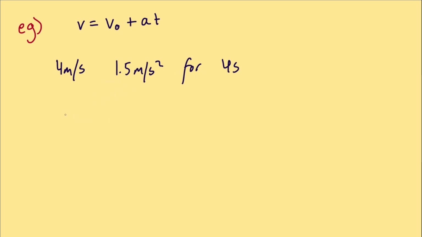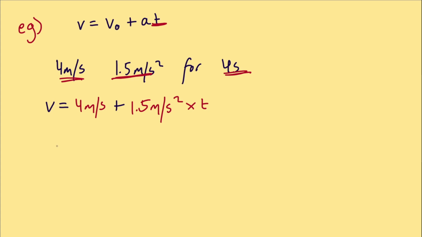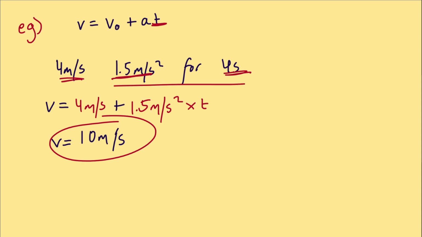Let's do it. Take this equation for final velocity. Velocity equals initial velocity, which is 4 meters per second, plus acceleration, which is 1.5, multiplied by time, which is 4 seconds. Run your calculations and you get velocity is 10 meters per second. So after this quick acceleration period, he is skating at 10 meters per second.